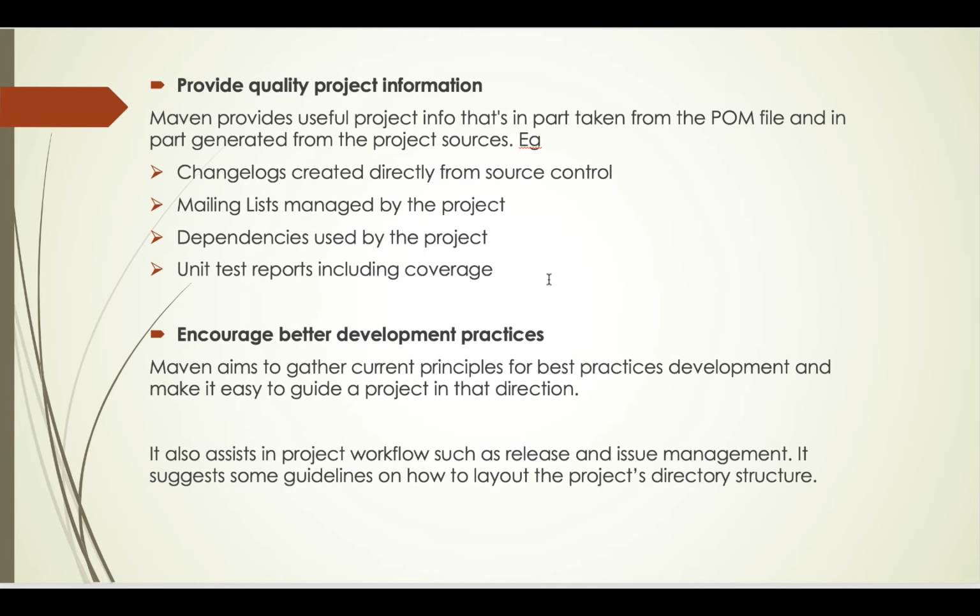Maven also provides useful project information that in part can be taken from the POM file and in part generated from the project sources. For instance, we can get changelogs created directly from source control. We can also get mailing lists managed by the project. We can see the dependencies used by the project, and we can also get the unit test reports, including the coverage.